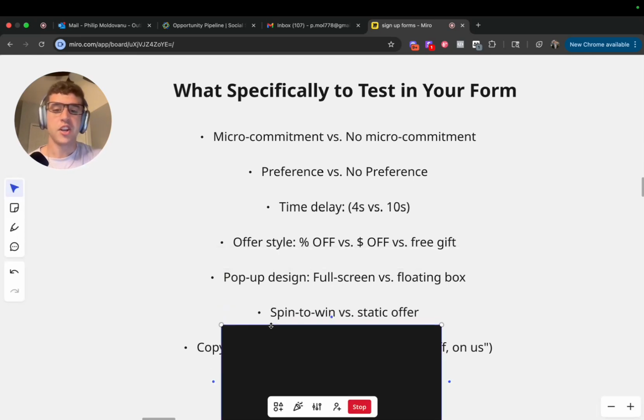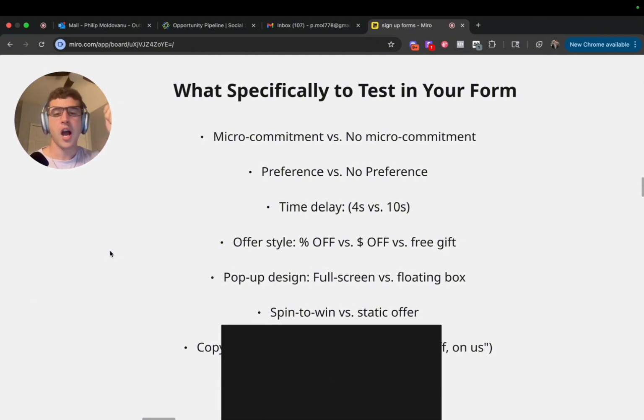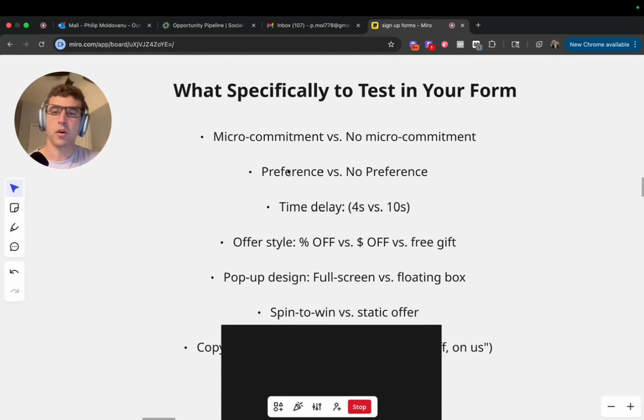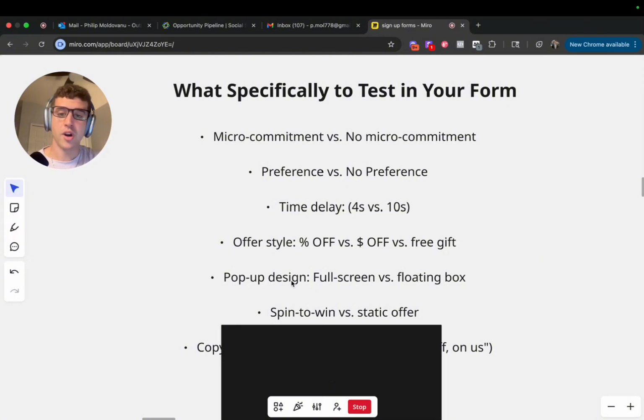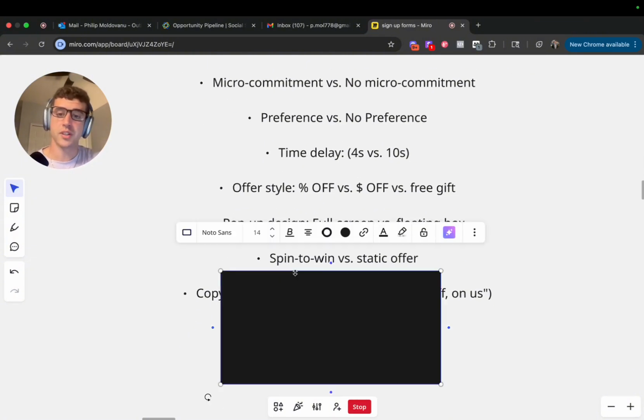And then, spin to win versus static offer. I included this just because I think it's important to test these things. I will say spin to wins very rarely, in my experience, will outperform a regular offer or a micro commitment or a preference micro commitment. But to be fair, I do have some brands who are literally converting at 12% submission rates and we have a spin to win, right? So it's totally random. It just depends on your audience and it depends on the type of traffic coming to your site, right? So test these things.